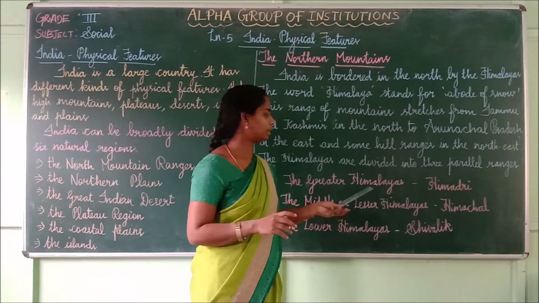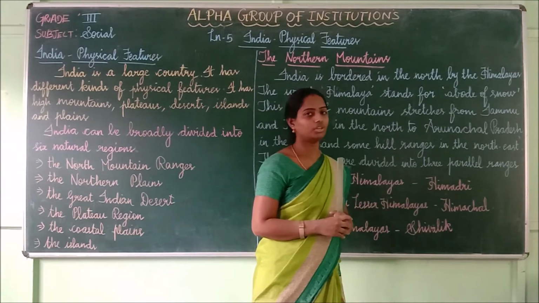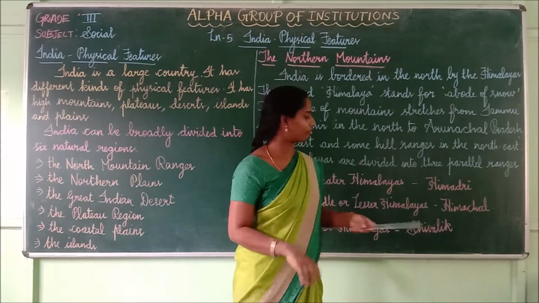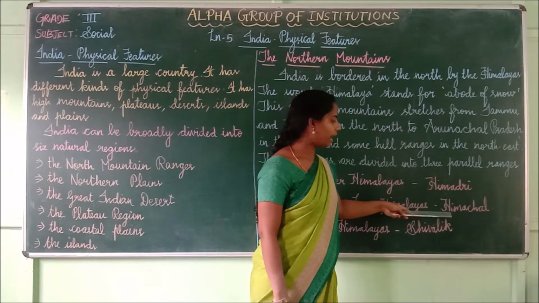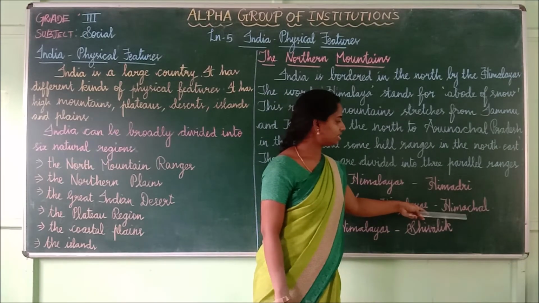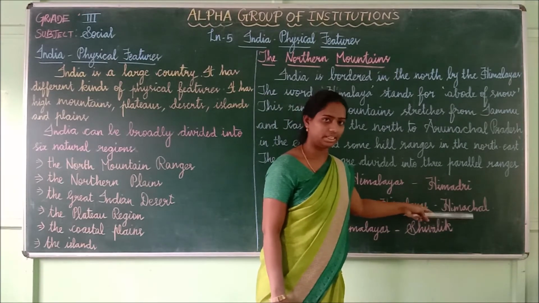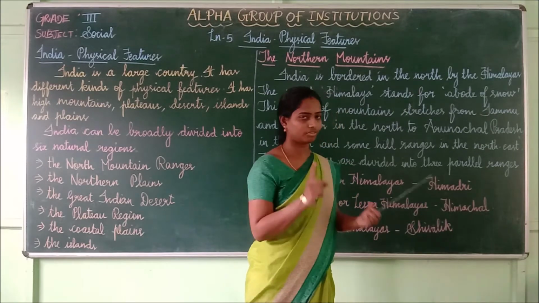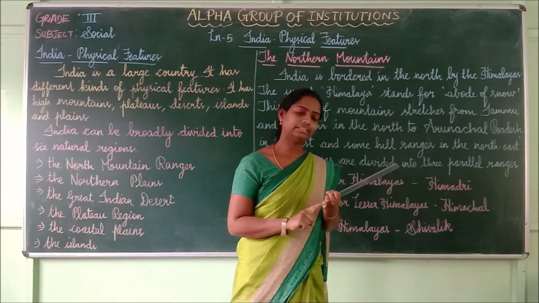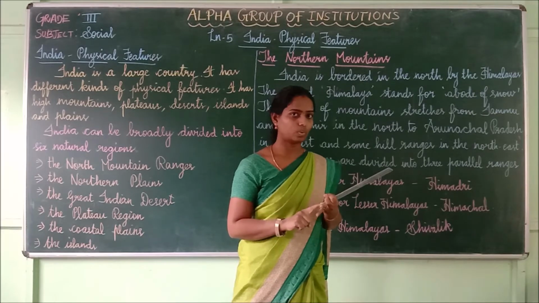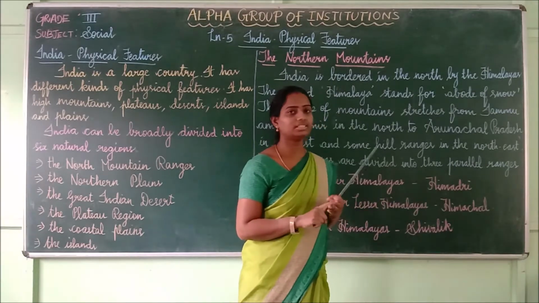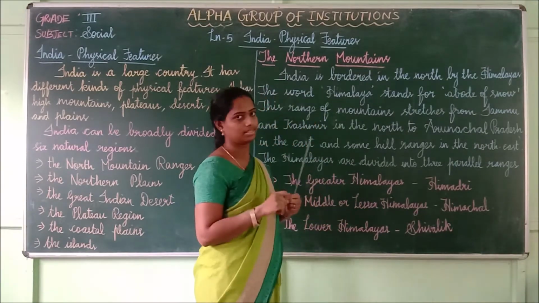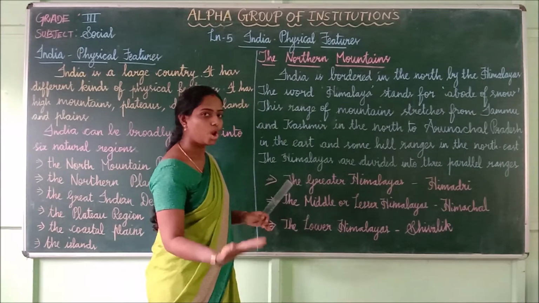The name of this Himalaya is Himachal. What is the spelling of Himachal? H-I-M-A-C-H-A-L, Himachal. Okay, children, what is the first one? Himadri, the Greater Himalayas. And what is the second one? Himachal, the middle or lesser Himalayas. The next one is the lower Himalayas.